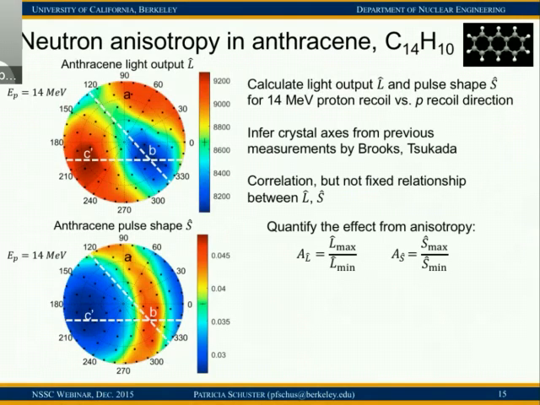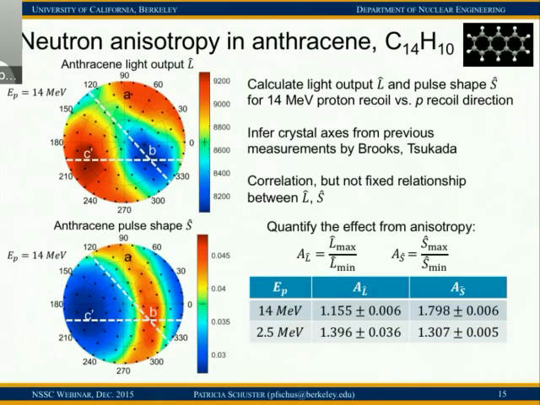So just to quantify this, I'm just going to calculate the magnitude of change over this distribution. For a 14 MeV proton recoil, the light output changes by a factor of 1.155, and the pulse shape changes by a factor of almost 1.8. For a 2.5 MeV proton recoil, the light output changes by about 1.4, so you now have a larger change in the light output, but the pulse shape changes by a factor of about 1.3, so you have less change in the pulse shape.